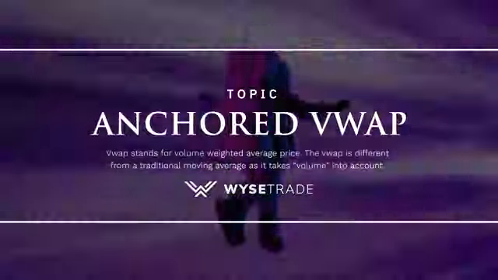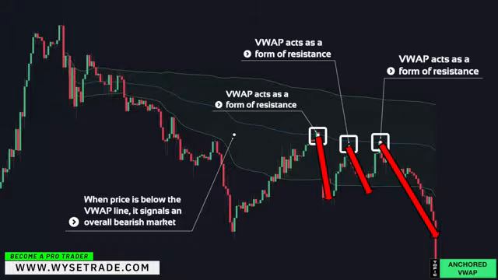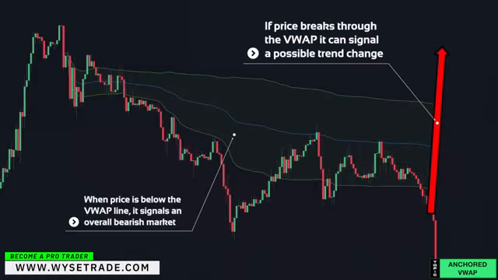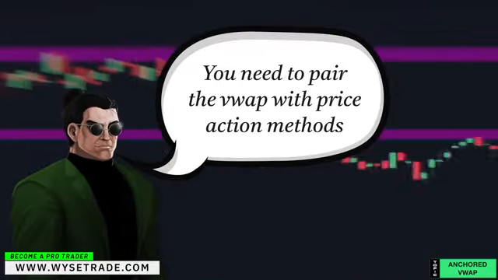Price being below the VWAP line signals an overall bearish market. The VWAP line also acts as a form of resistance when price is below it. If price breaks cleanly through, it signals a larger trend change is coming. Again, you need to pair the VWAP with price action methods.